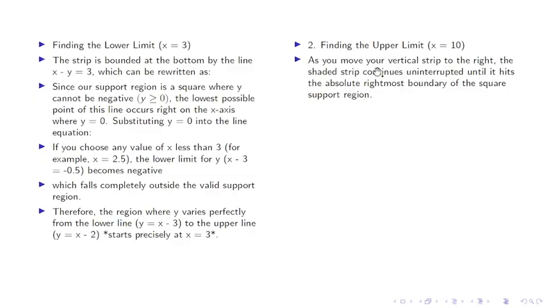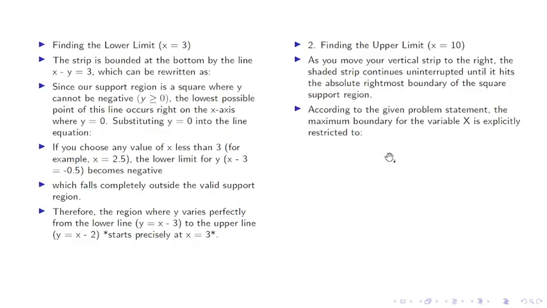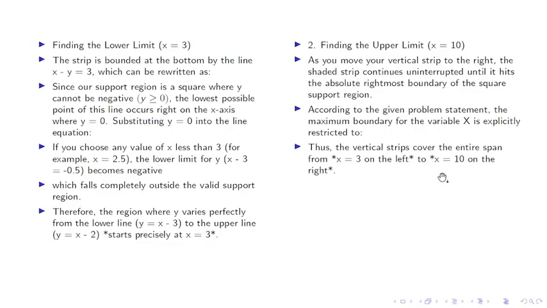Finding the upper limit, x is equal to 10. As you move your vertical strip to the right, the shaded strip continues uninterrupted until it hits the absolute rightmost boundary of the square support region. According to the given problem statement, the maximum boundary for the variable x is explicitly restricted to 10 only. So the vertical strip covers the entire span from x is equal to 3 to x is equal to 10 on the right.